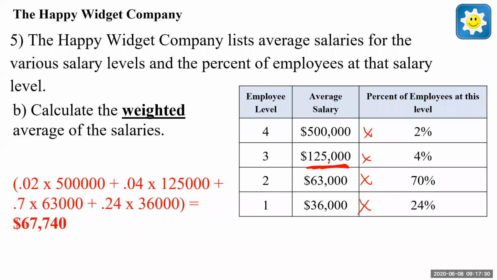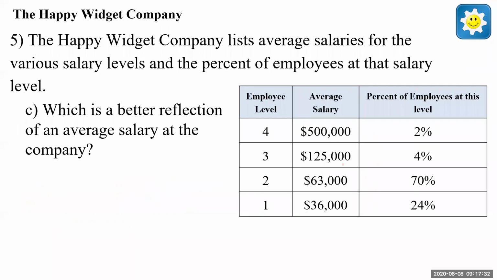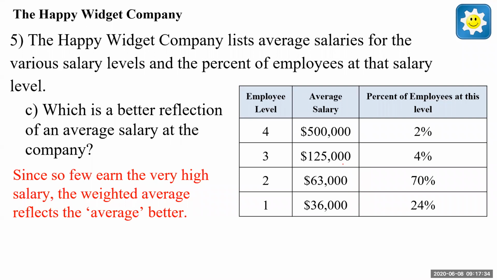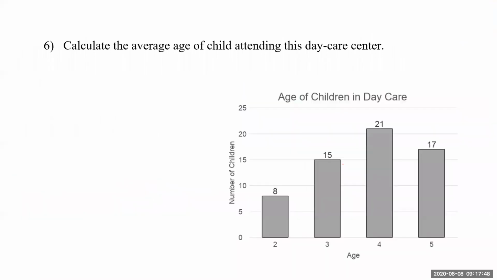Is that okay? So when weights are assigned, the weights really help. They give you a better reflection. Since few earn very high salary, the weighted average reflects the average better. Is that okay? Sweet. And that is why you make this conclusion.